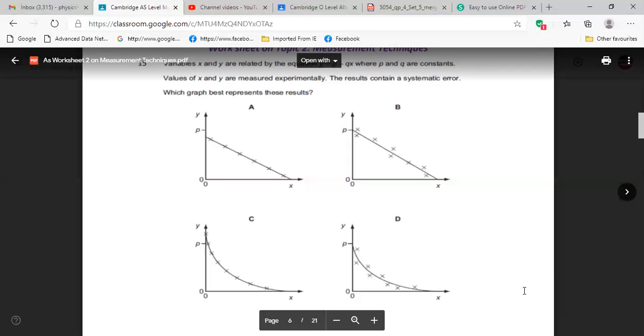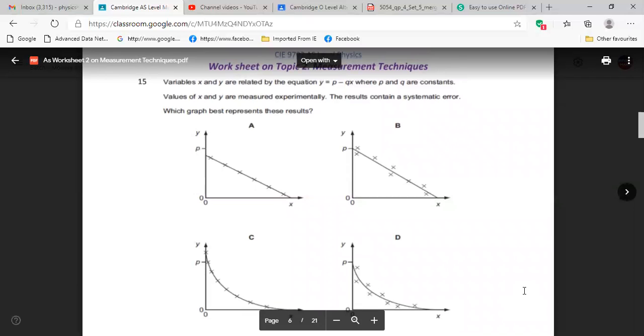What could be the possible answer of it? Can you think of? Look, we have the equation. Equation is given. y equals p minus qx. It is a straight line equation, right? y equals mx plus c. So if it is a straight line equation, we can easily skip c and d.